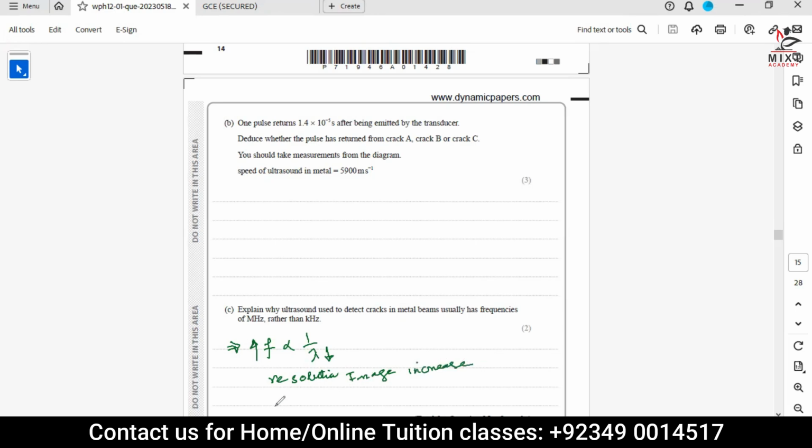Amna, what do you think? Yeah, the resolution increases, the picture will be clearer. So you have to use mega rather than kilo. That's good. And Hafsa, have you done that question? No, sir. Okay, let's see the marking scheme.